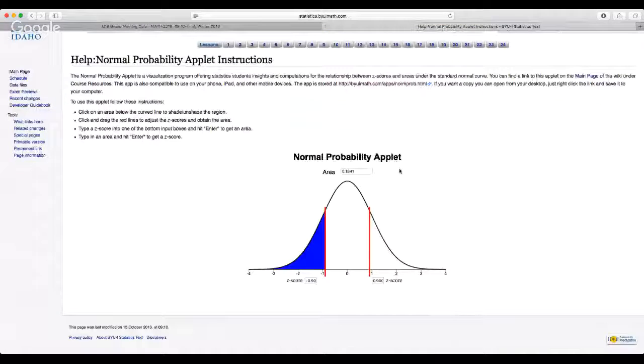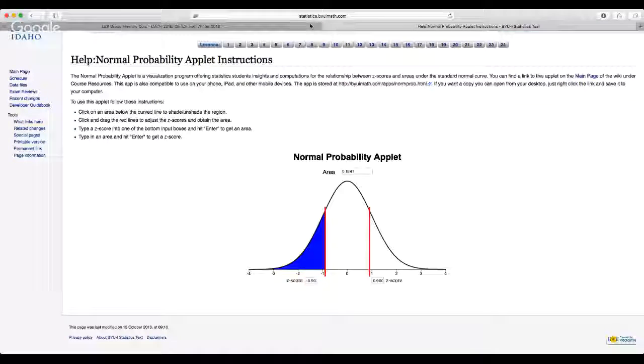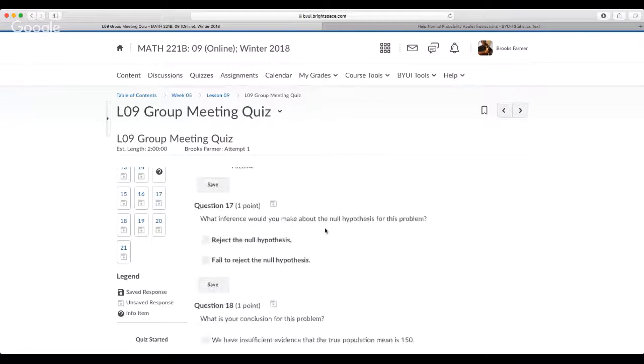You get the same? Let me, I got, hold on. I think I did mine wrong. Sorry. Yeah, go ahead. Okay, yeah, I got the same thing you did. All right, cool. So 17, what inference do you make about the null hypothesis for this? It's fail to reject. Do you understand why?